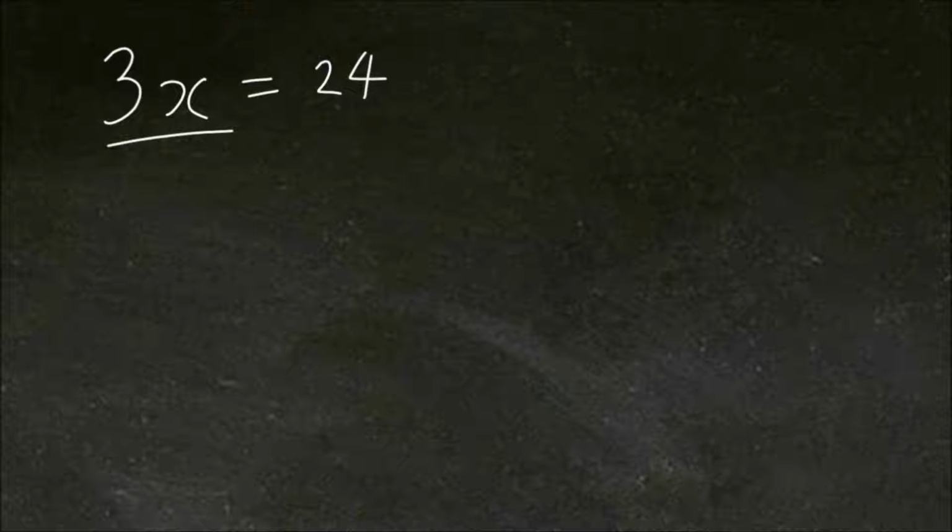So we'll go ahead and do that. This is good because the 3's cancel. And so we're left with just x on the left. And that is equal to 24 divided by 3, which is 8. So that's what x is for that simple example. We'll look at a more difficult one involving two x's.